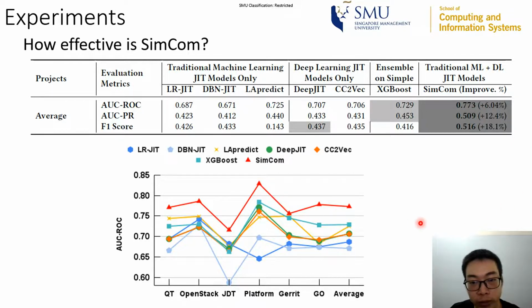We also plot the performance of our proposed approach and all the baselines on every project in terms of AUC-ROC. As we can see from the figure, our method can consistently outperform all the baselines on different projects, and this phenomenon repeats for other evaluation metrics as well.